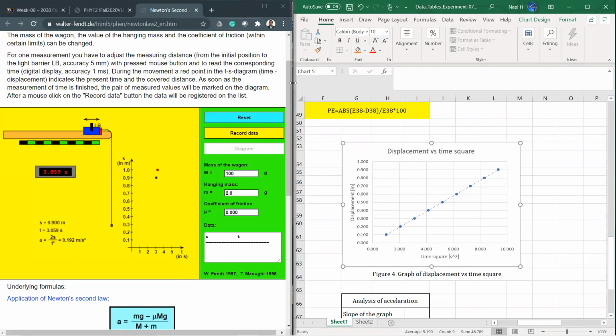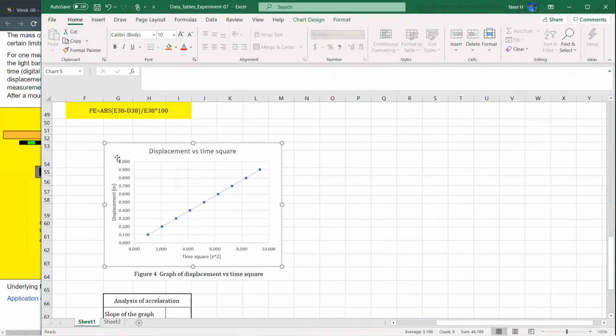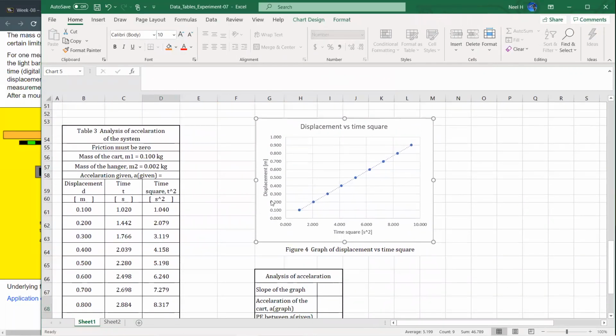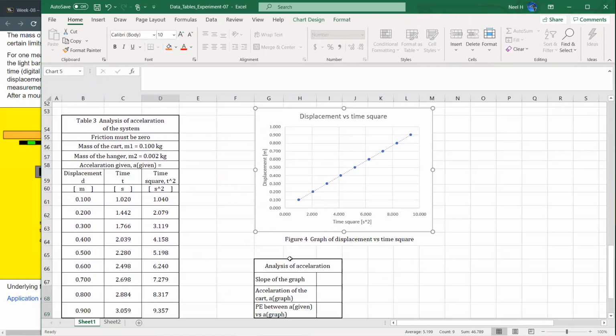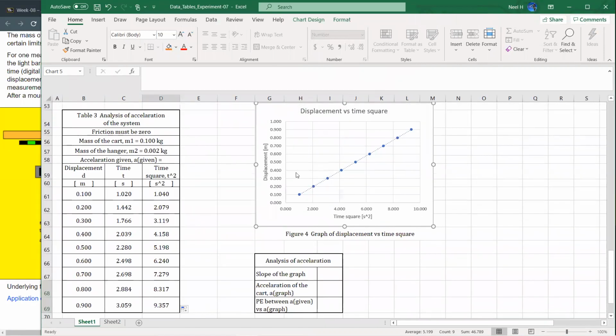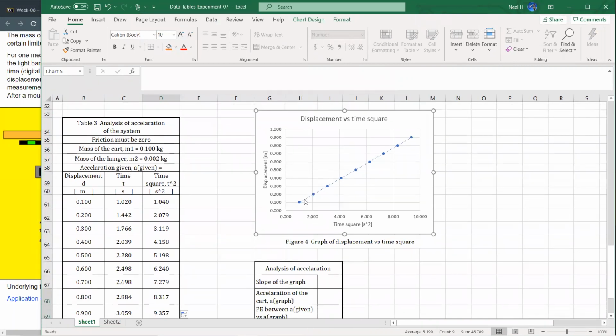Let me check the axes, whether we have them correctly or not. Axis x should be time squared, numbers are fine. And y should be displacement, numbers are fine from 0 to 1. Yeah, this is good, nothing to change.